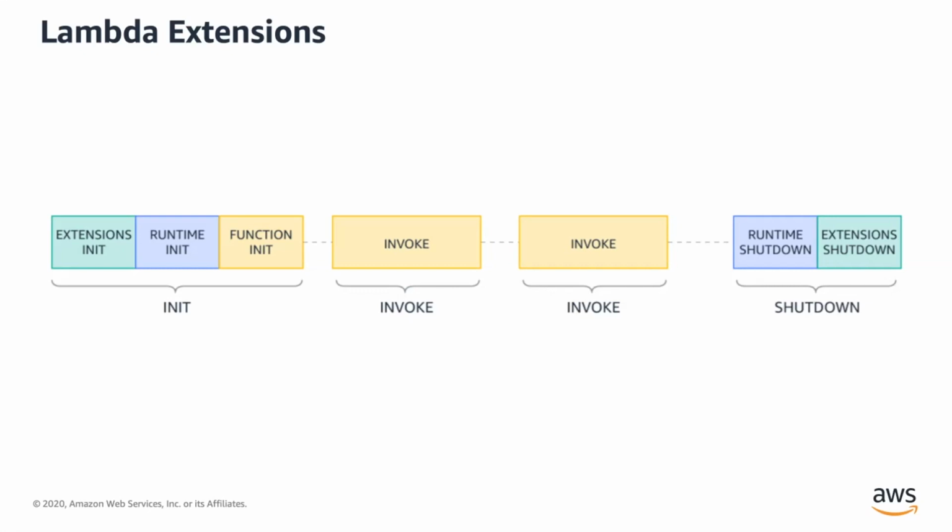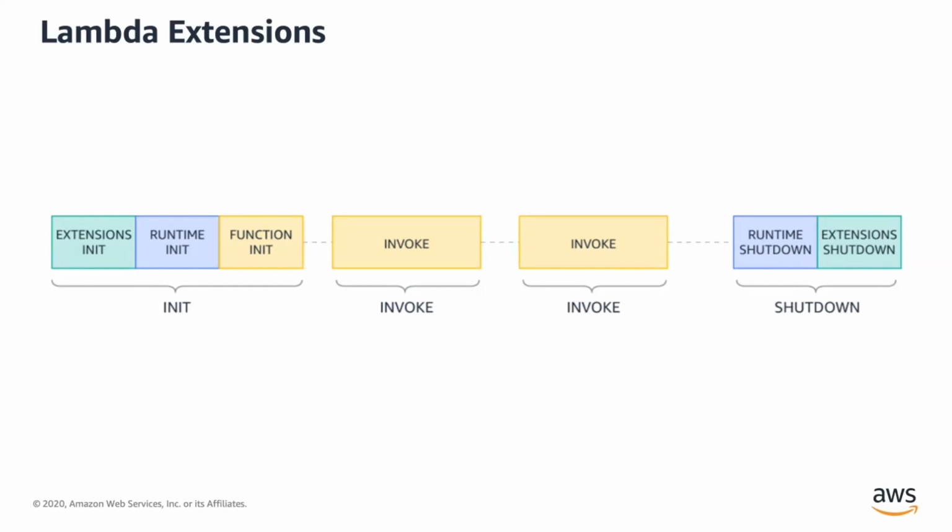And then during the invoke phase, this is very similar to what was going on prior to extensions being announced, but the runtime requests the invocation event and invokes the function handler. In addition, the extensions can now request lifecycle events from the Lambda service, and you can run logic in response to these events. So the extension is essentially just running at all times in the background.